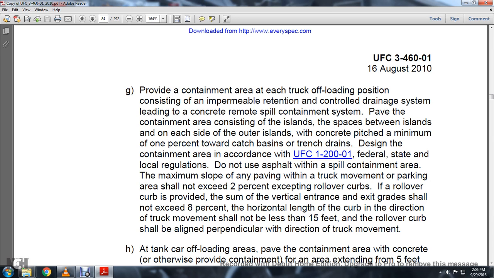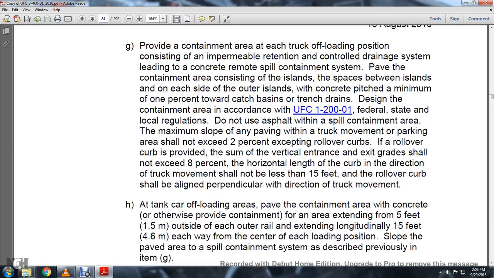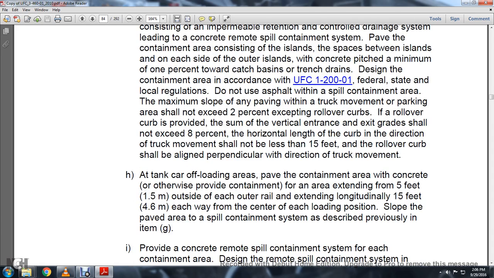The maximum slope of any paving with truck movement or parking should not exceed 2%, except for rollover curbs. If a rollover curb is provided, the vertical entrance slope from the existing grade should not exceed 8%, with the horizontal length of the curb in the direction of truck movement not less than 15 feet. The rollover curb should also be aligned with the direction of the truck movement.